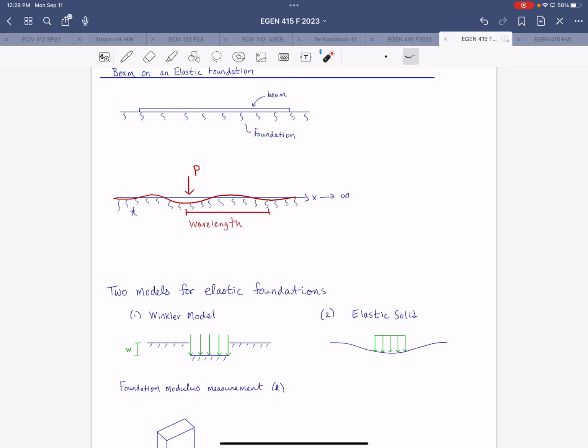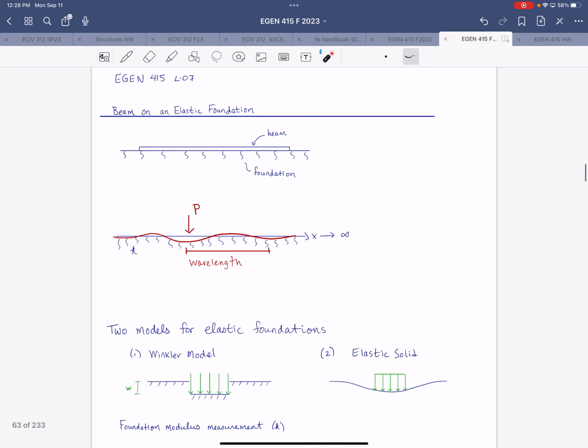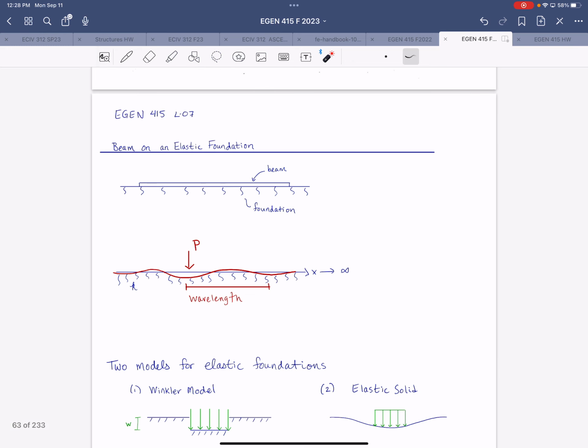All right, so like I said, whole book. We're just going to spend a couple of lectures on this topic, but there's a lot more in this book that you can do with beams on elastic foundations. What we're going to be focusing on is picking out the simplest concepts and applications out of this book.